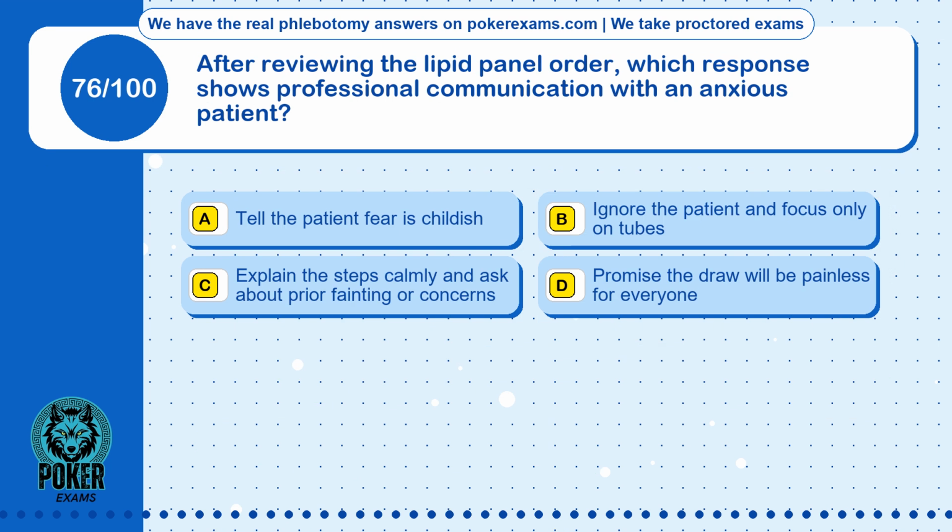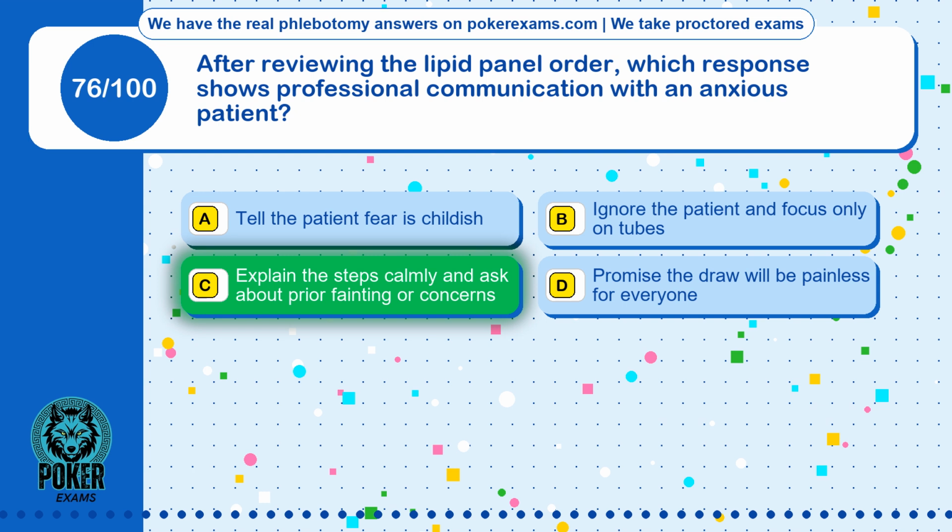Question 76. After reviewing the lipid panel order, which response shows professional communication with an anxious patient? Option A, tell the patient fear is childish. Option B, ignore the patient and focus only on tubes. Option C, explain the steps calmly and ask about prior fainting or concerns. Option D, promise the draw will be painless for everyone.